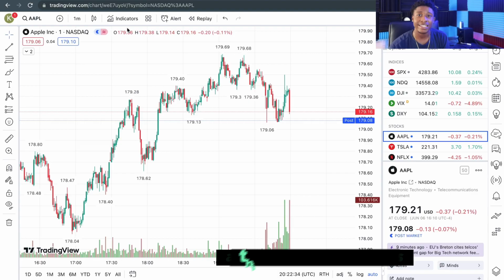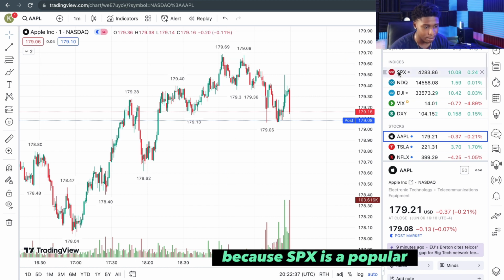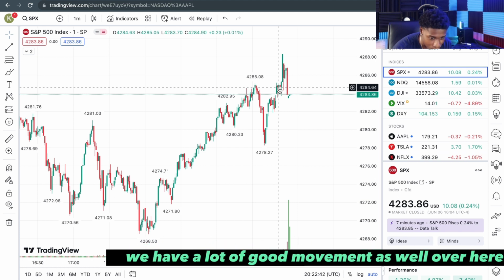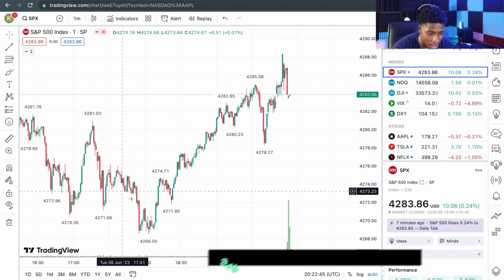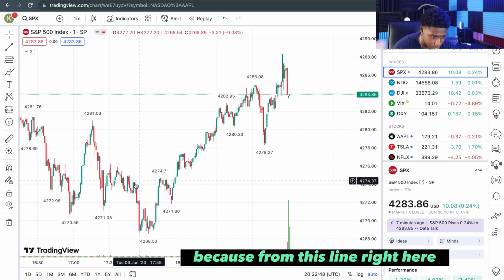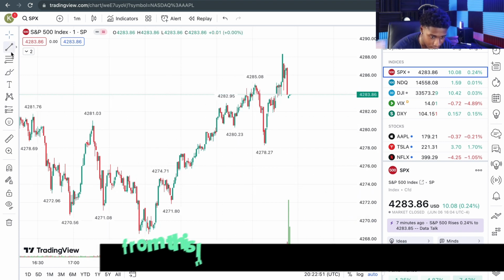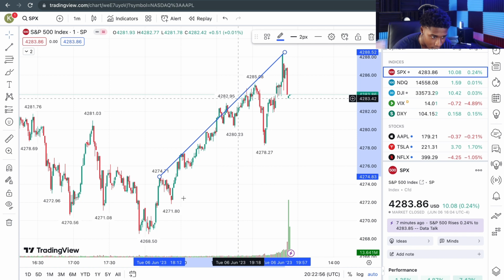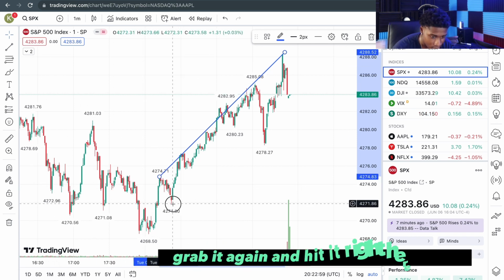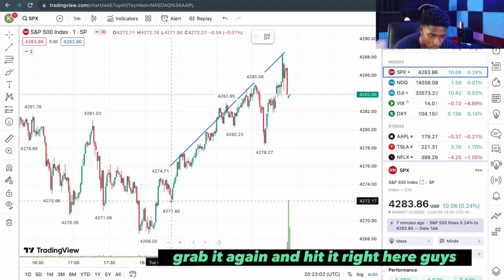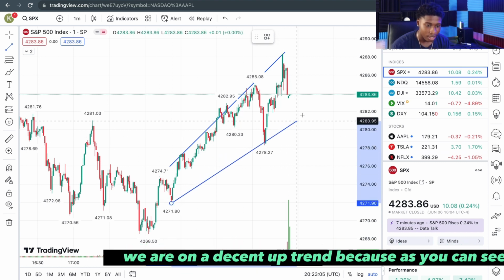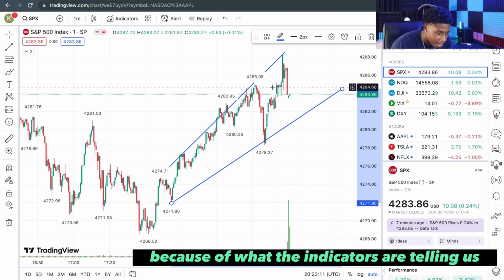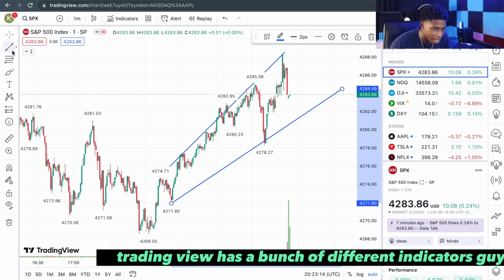And as you can see, guys, so now let's take a look at SPX, because SPX is a popular one as well. And as you can see, we have a lot of good movement as well over here, and we are on an uptrend, because from this line right here, guys, boom, come back over here, grab it again and hit it right here, guys. We are on a decent uptrend, because as you can see, obviously we're on an uptrend because of what the indicators are telling us. TradingView has a bunch of different indicators, guys.